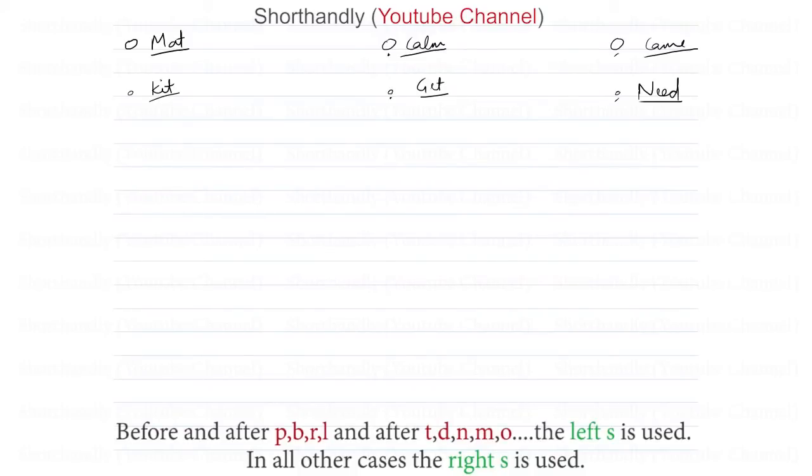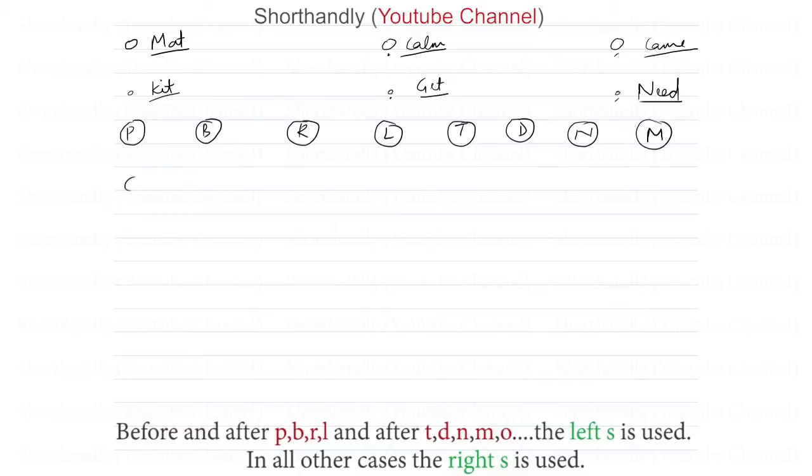Alright, so to understand this statement better, we're going to be making some characters like P, B, R, L, T, D, N, and M. So P in Gregg Shorthand is made like this, B is made like this, R is made like this, L is made like this, T is made like this, D is made like this, N is made like this, and M is made like this.